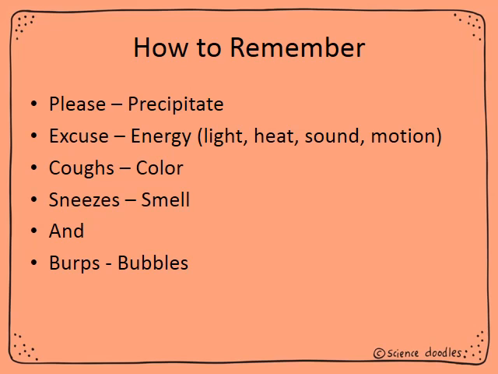A way that you may be able to remember the five types of evidence that you might see with a chemical reaction is "please excuse coughs, sneezes, and burps." The first word is precipitate. Remember, that's when you pour liquids together and a solid shows up out of nowhere. Excuse stands for energy, and this can be any type of energy. It could be light or heat or sound or motion or chemical energy in your stomach. There are all kinds of different types of energy.